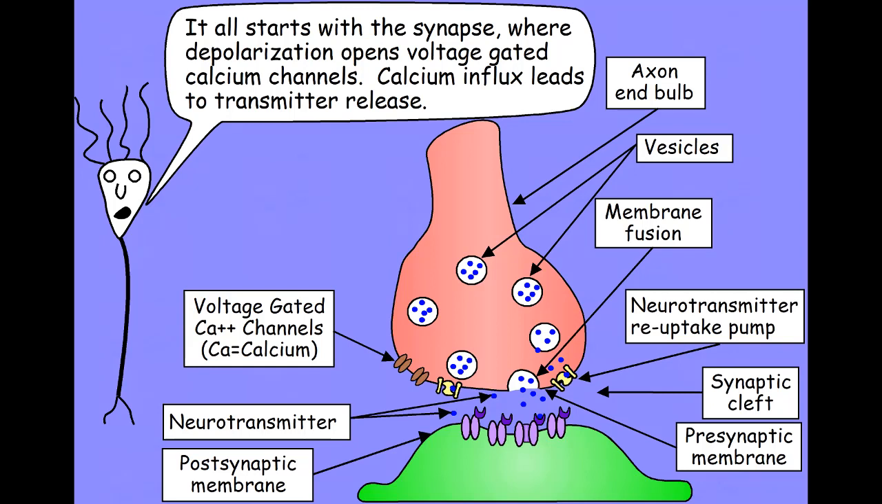At that time, we also start to see neurotransmitter reuptake pumps pulling the neurotransmitters out of the synaptic cleft again and putting them back into vesicles. Here we see one getting in now, so that they are ready to be used again and again and again. All right.